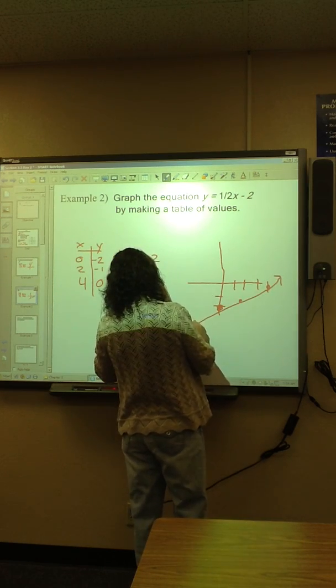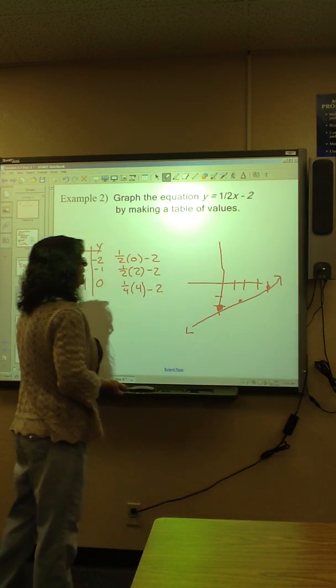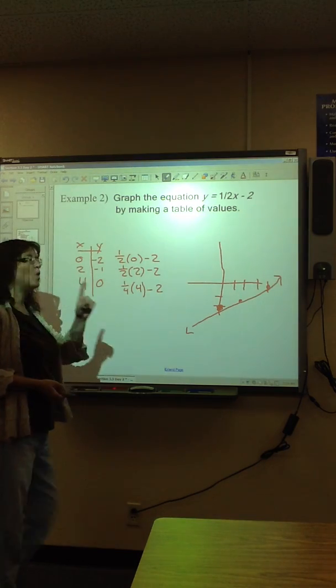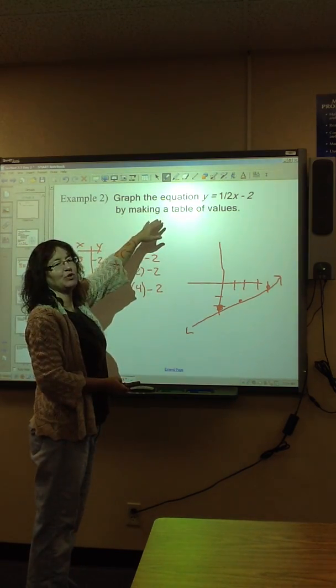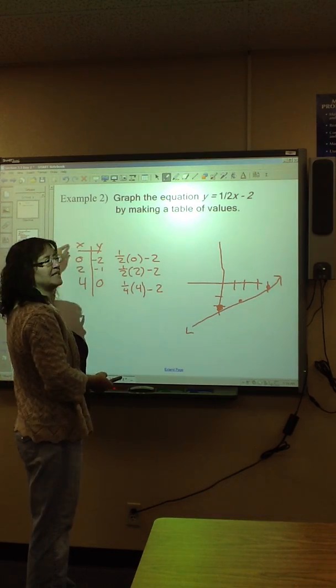Arrow on the end, arrow on the end. We have a nice graph. That's one technique that you can use for graphing. It's called graphing by making a table, or a T diagram, because this looks like a T.